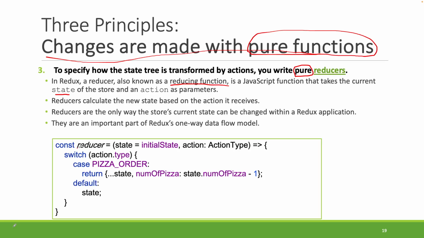Take a look at here. Reducer is what? Reducer is a function. So here, I'm using an arrow function. The reducer will have 2 parameters. First one is state. This state will represent the current state of the store. And optionally, you can give an initial state, okay? And you have action. Action is what? Action is an object which has a type and optionally has a payload, okay? Reducer will calculate a new state based on the action it receives.